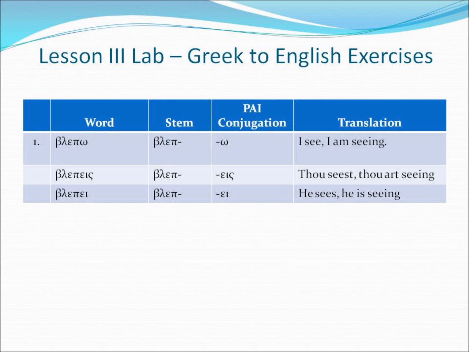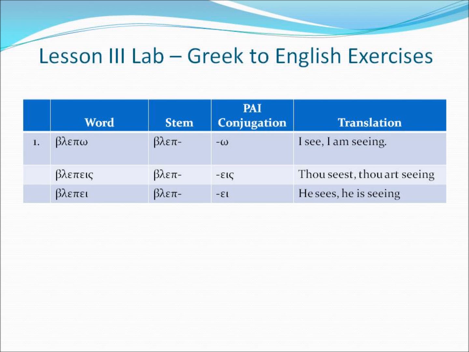The second example is the word blepase. Once again, this is using the stem from blepo, or blep, with the present active indicative, second person singular, conjugation at the end, ace. Present active indicative, you know, goes o, ace, a, amen, ete, usi. So it's blepase, blep, stem, ace, second person singular, translating, thou seest, or thou art seeing.